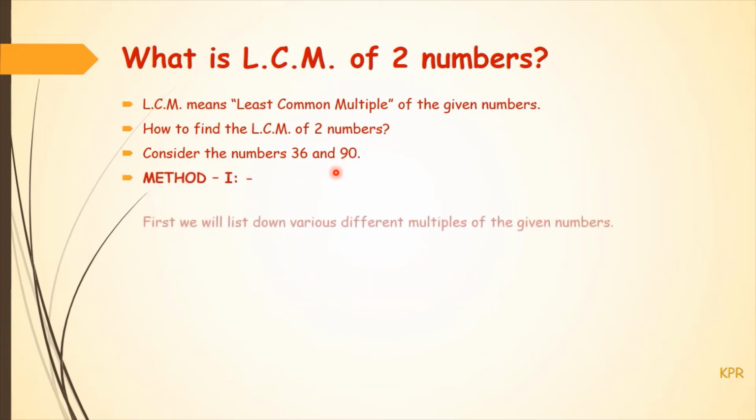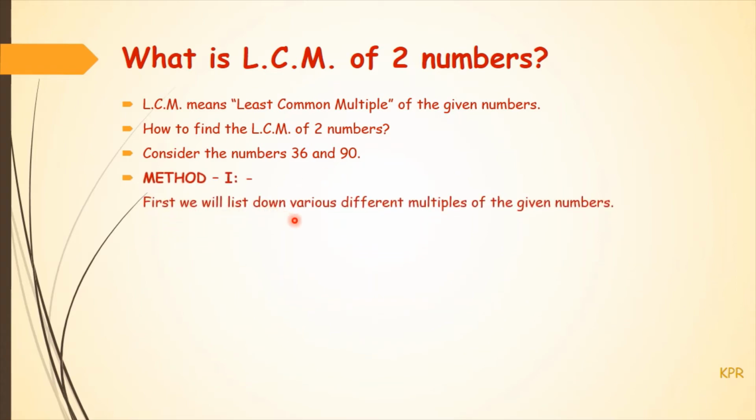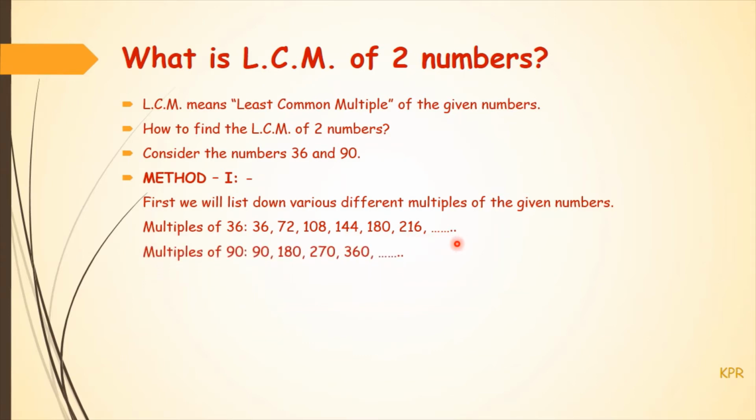Method 1. First, we will list down various different multiples of the given numbers. So, multiples of 36 are 36, 72, 108, 144, 180, 216 and so on. Similarly, multiples of 90 are 90, 180, 270, 360 and so on.